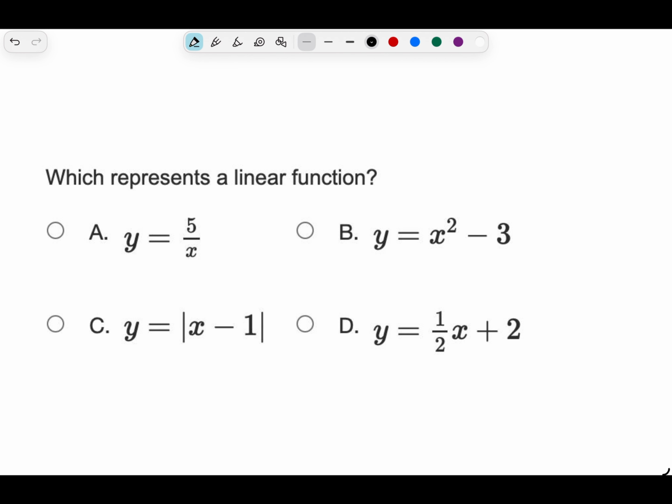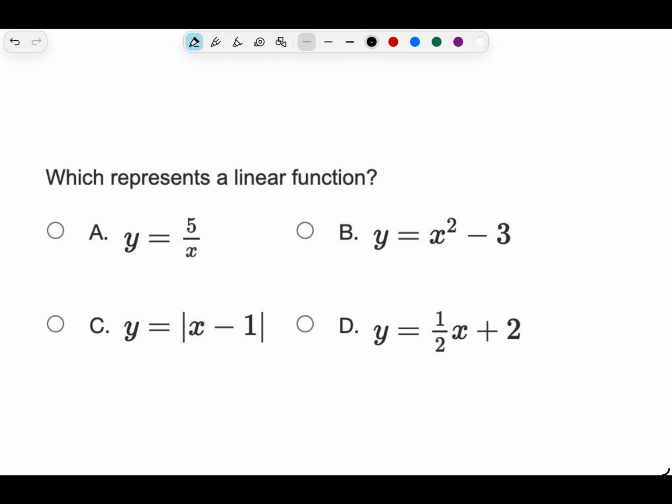Now, an equation must follow the standard form, which is ax plus by equals c, or it could be y equals mx plus b. So if we go through and break apart each one of these choices, we're looking for it to fit that standard form, or slope-intercept form.